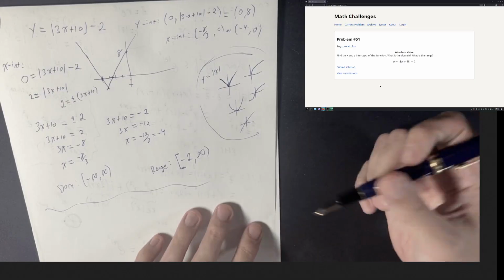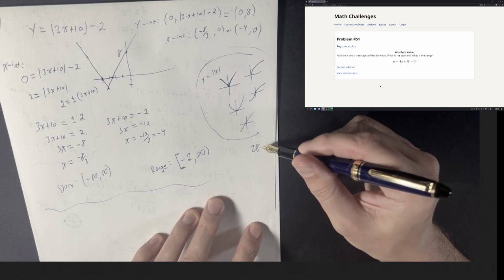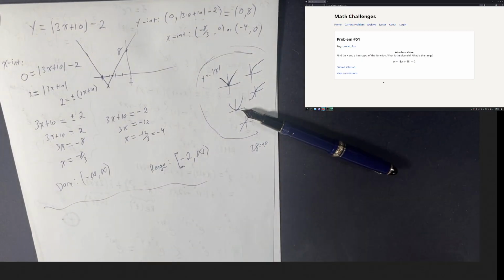Let's see where I'm at here. Hey, Max. Welcome in. Yeah, sometimes I do proofs. Right now I'm making solutions for this Math Challenges website.